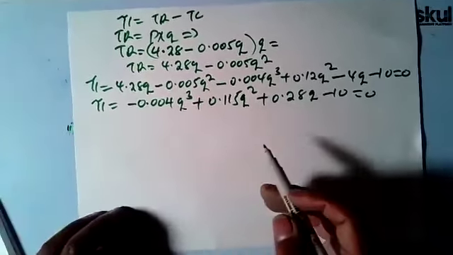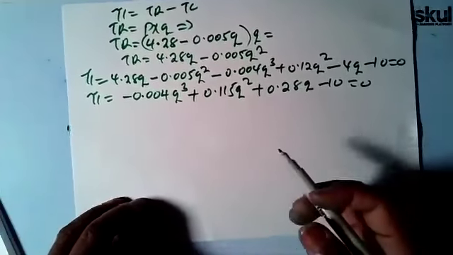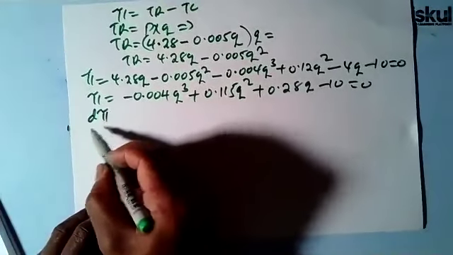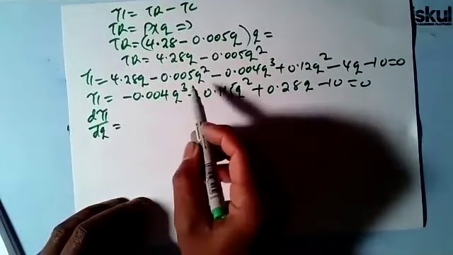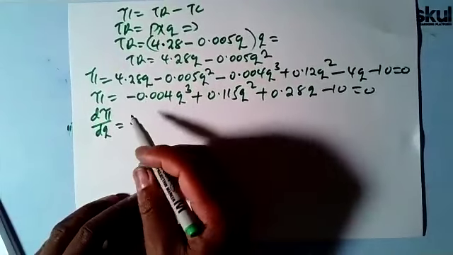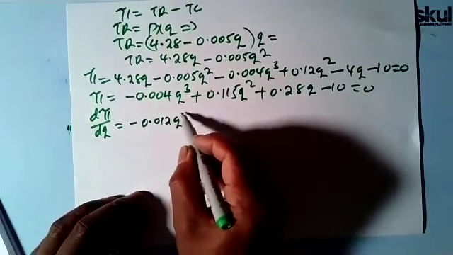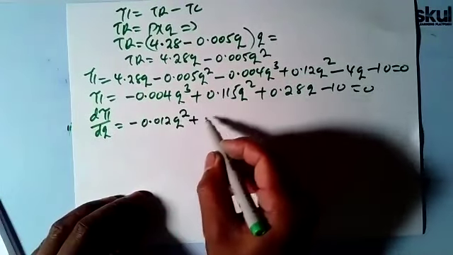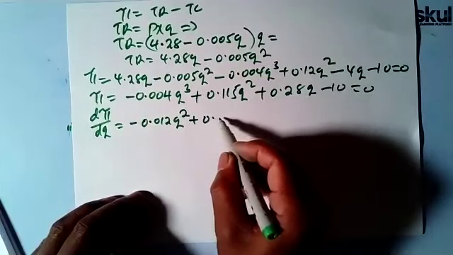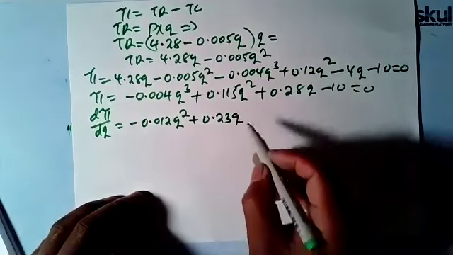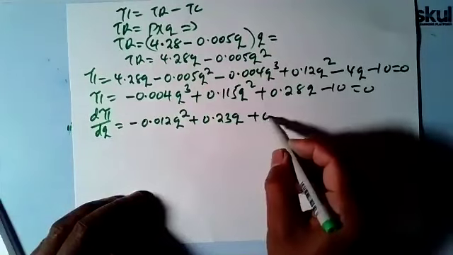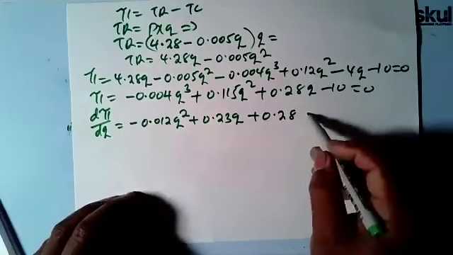So now that's the profit function, but they want to maximize. To maximize, you differentiate profit with respect to quantity. So it will be negative 0.012Q squared plus, that multiplied by that, it will be 0.23Q plus what remains, 0.28, equals 0.